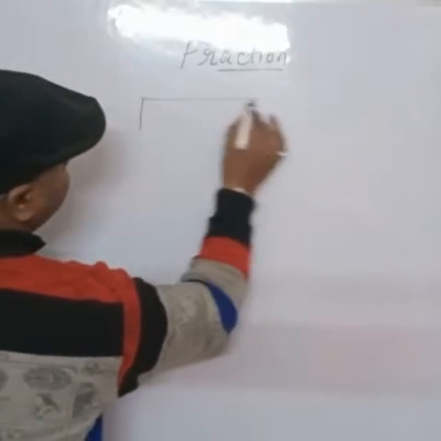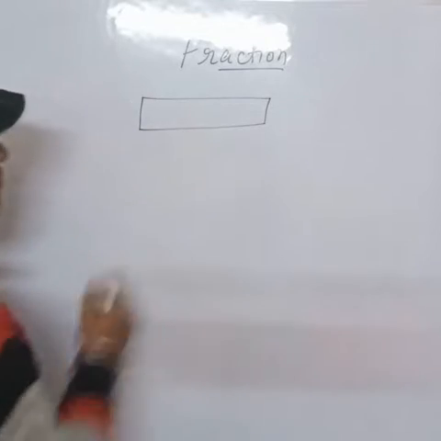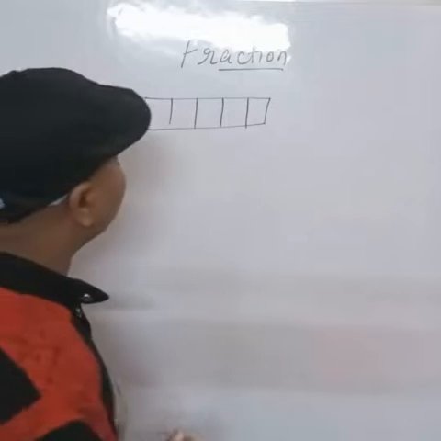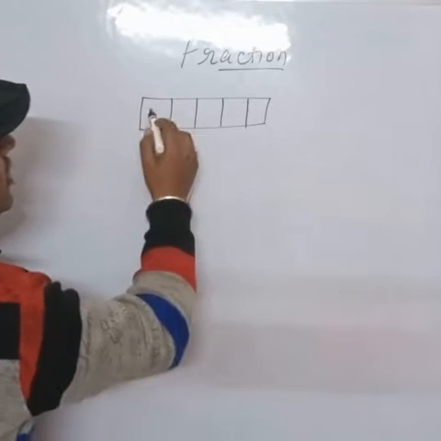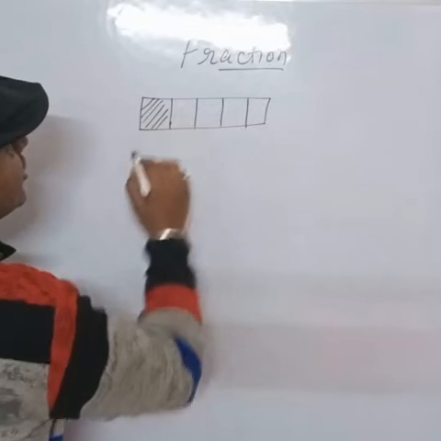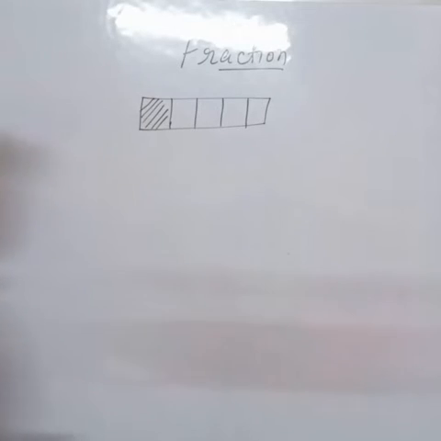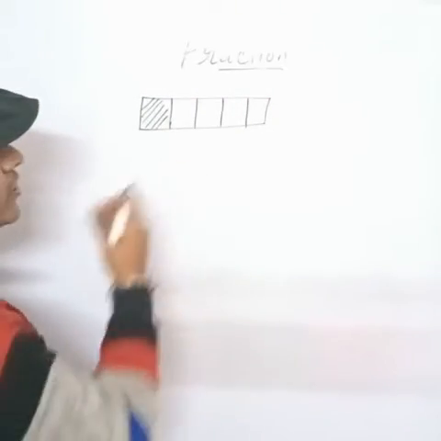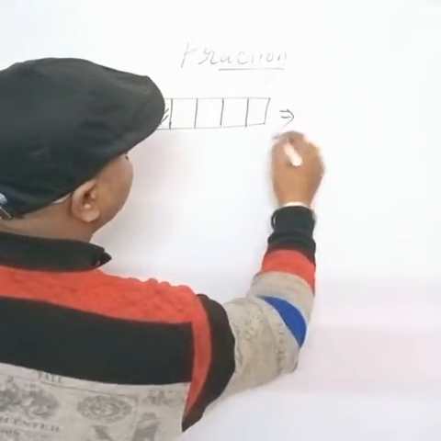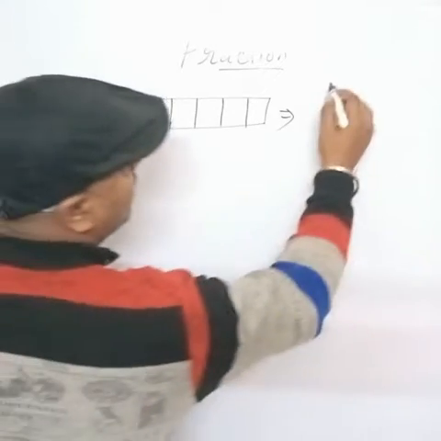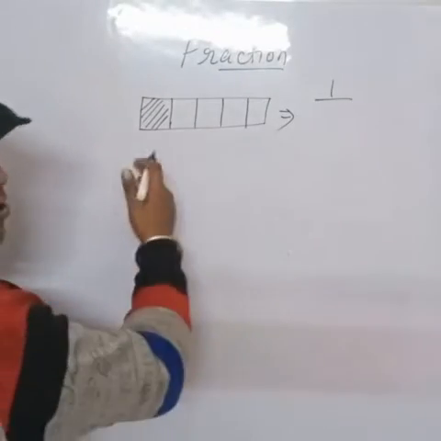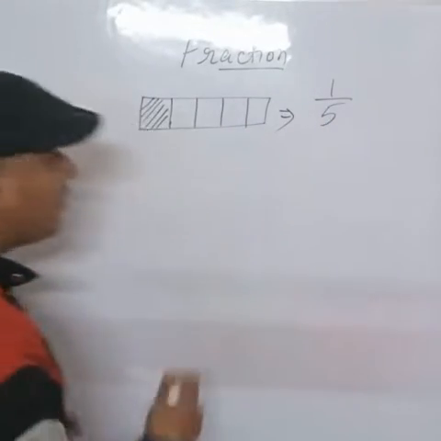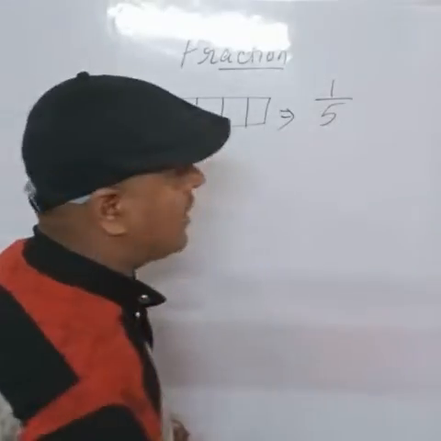Suppose we are going to divide this bar into several equal parts, and we are going to shade one part. And if we want to find the fraction of this shaded part, the total number of shaded parts is 1. And how many equal parts? 1, 2, 3, 4, 5. Total it's 5. So we can say that 1 upon 5 is a fraction.